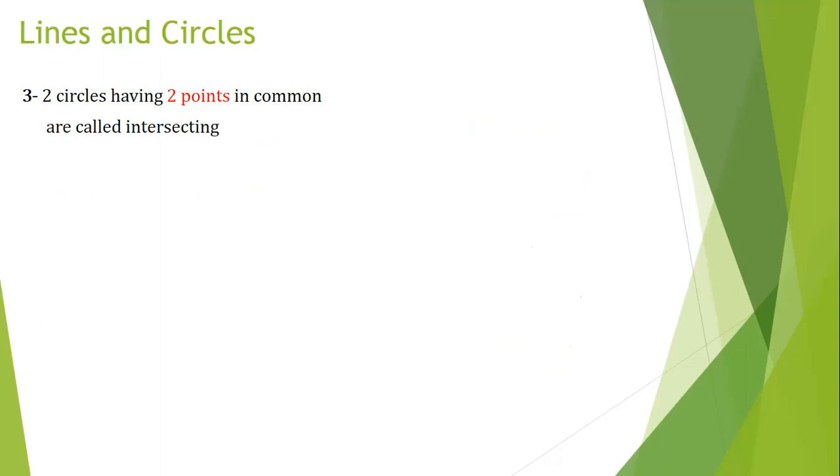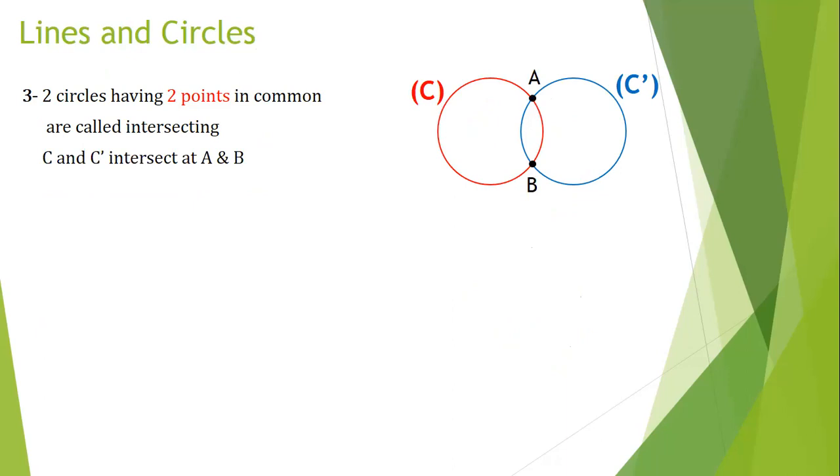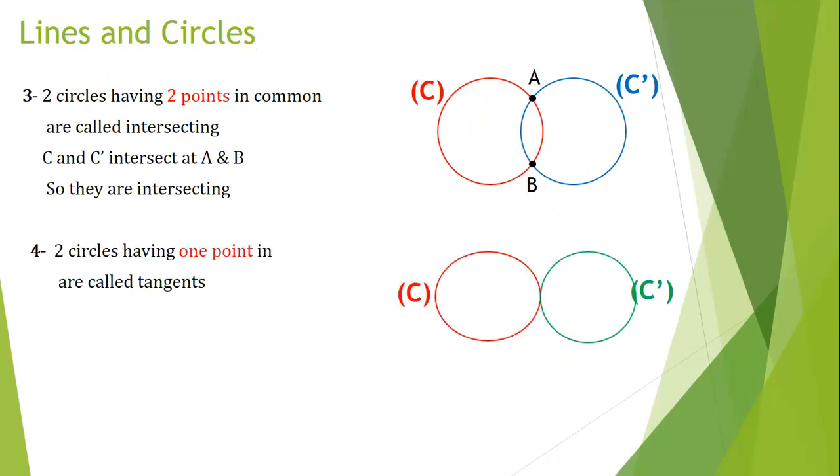Now, two circles having 2 points in common are called intersecting circles. As you can see here in this figure, we have circle C and circle C prime. These two circles intersect at 2 points, A and E. This is why we call them intersecting circles. Now, in the second figure, we have two circles, circle C and C prime. These two circles intersect at 1 point only, and this is why we call them tangent circles.